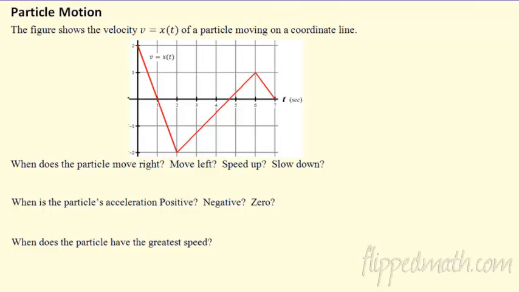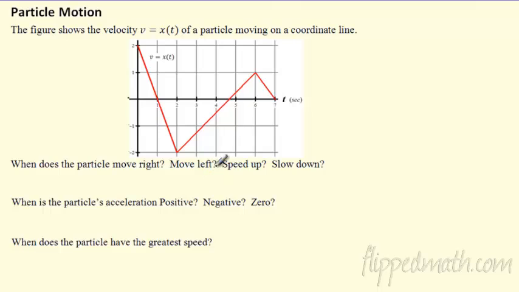Okay, so what happens if they don't give you the equation? It's nice with the equation. Just follow some rules, know what it means. Can we look at the graph and see what's going on? So I'm giving you the velocity graph. So this is the velocity of a particle moving on the coordinate line. So we got the velocity, and again over time. When does the particle move right, move left, speed up, slow down?